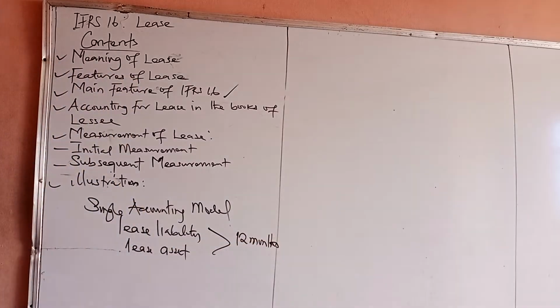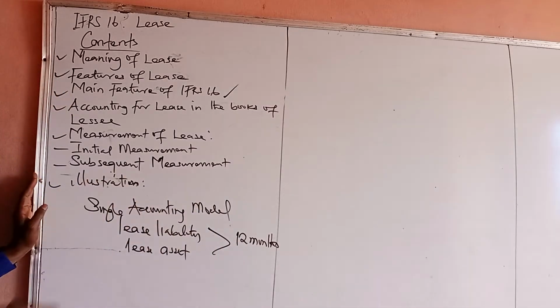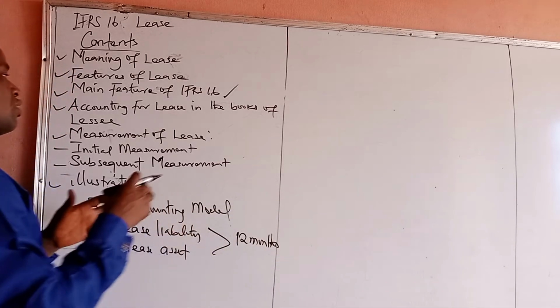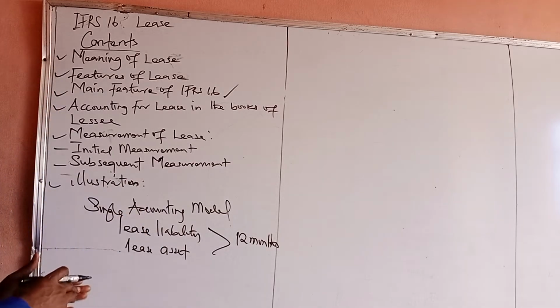That is, in any lease transaction that is above 12 months, you are required as a lessee to recognize lease liability and the lease asset in your financial statement. Now, that is that now.